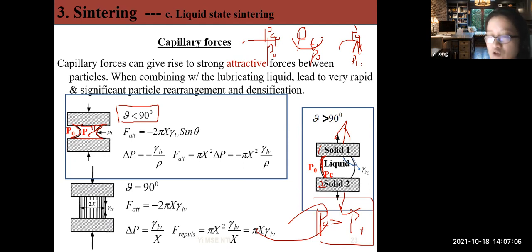So that is why in this case it's an attraction. There's a large attraction force bringing these two together. That is what we say here: the capillary force, which is gamma LV, can give rise to a strong attractive force between the particles. So when combined with lubricating liquid, this leads to very rapid and significant particle rearrangement and densification.